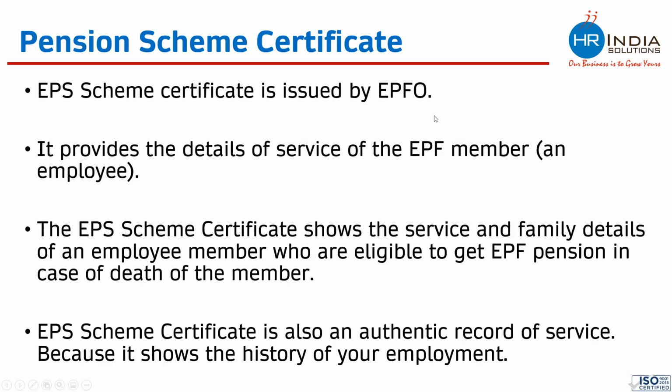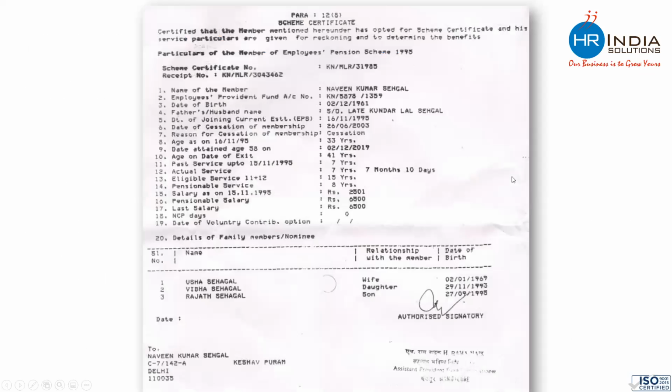This pension scheme certificate we have discussed. This is a documentation proof given by EPFO that certifies your service duration, and also certifies a nomination, that is, who all are the nominees. So see, this is a specimen of this scheme certificate. All this information is mentioned in a scheme certificate: name of the employee, his PF number, date of birth, father's name, date of joining, his total age at the time of leaving his last company, reason for leaving that company, his total past service in EPFO pension scheme, 7 years, 7 months, 10 days.